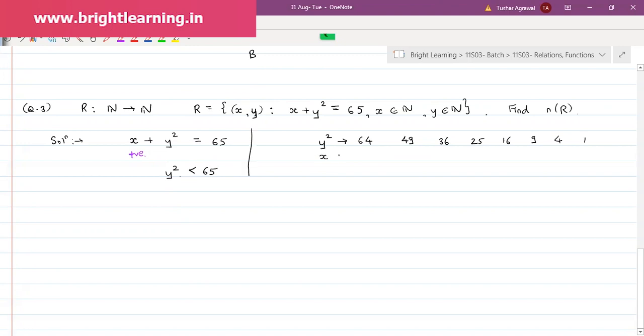Correspondingly, what will x be? If y square equals 64, x will be 1. If y square equals 49, x will be 16. If y square equals 36, x will be 29. If y square is 25, x will be 40. If it is 16, x will be 49. If it is 9, x will be 56. If y square equals 4, x will be 61, and here it will be 64.